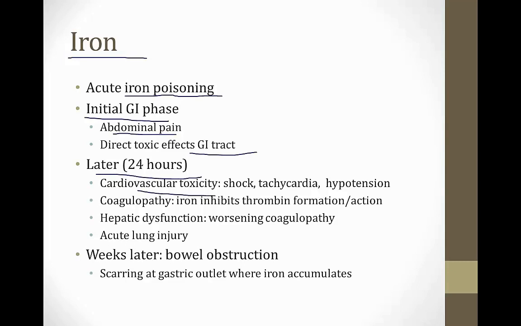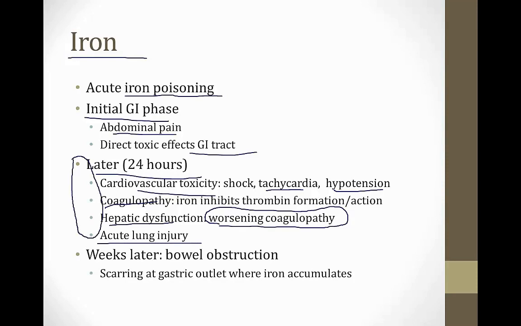So these patients can go into shock and become tachycardic and hypotensive. They also get a coagulopathy because iron inhibits thrombin formation and function. They get liver failure from hepatic dysfunction, and this also can worsen the coagulopathy, so these patients are highly prone to bleeding. They can also get acute lung injury from the direct toxic effects of iron. And in this phase is when you often see an anion gap metabolic acidosis.